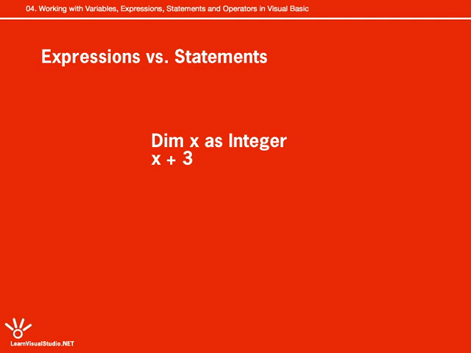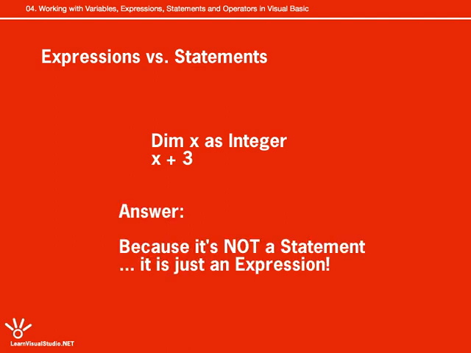Why do you think that is? Why do you think we would get an error here? Well, the reason is because x plus 3 is not a statement, but rather it's an expression. In other words, it's only half of what Visual Basic needs in order to execute this line of code. Or, to put it another way, it doesn't really do anything. X plus 3 doesn't do anything. So we've got to think in terms of statements.